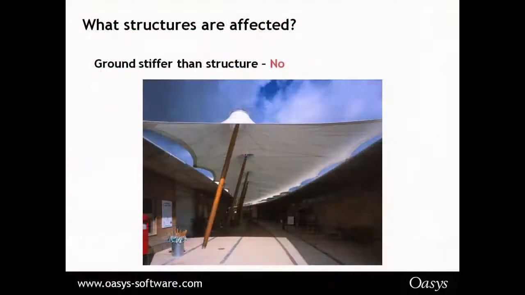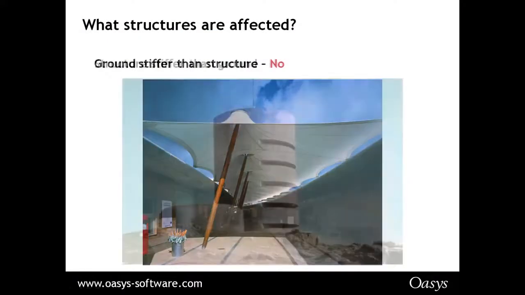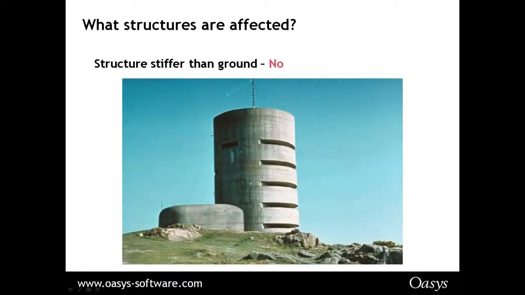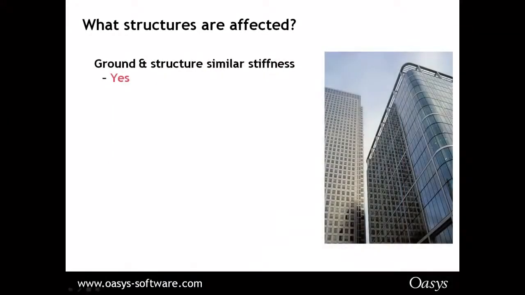It's not always a problem if the ground is considerably stiffer than the structure, or if the structure is considerably stiffer than the ground. But where you do need to worry about soil structure interaction is when you've got the ground and structure of a similar stiffness, and maybe you've got structures sensitive to movement, large glass facades, raft foundations, moment frames, and so on.